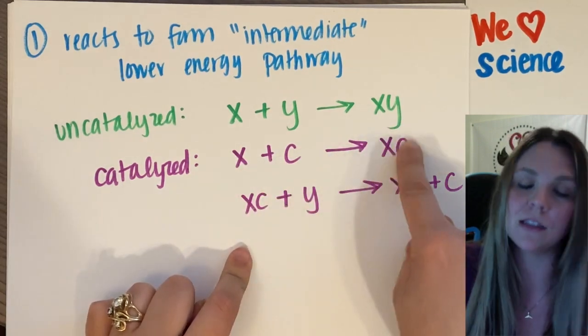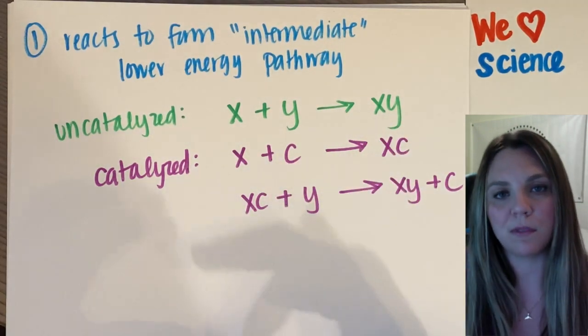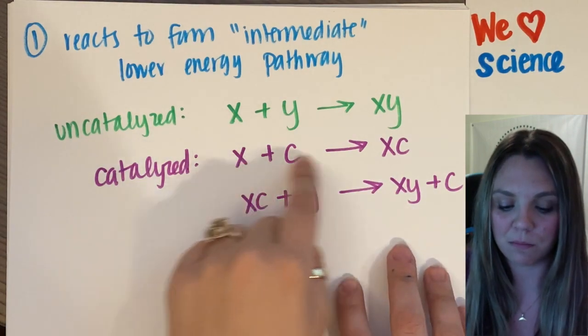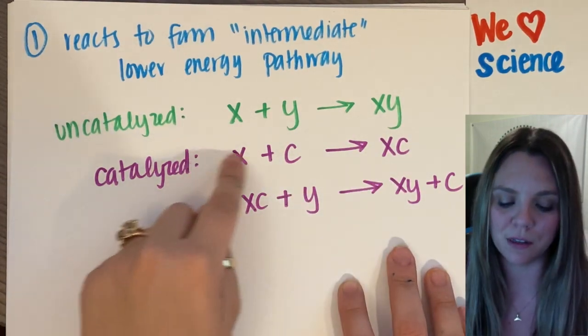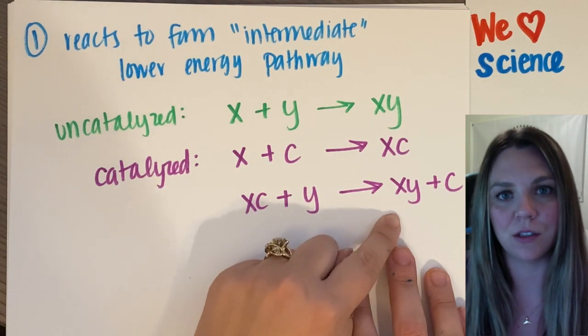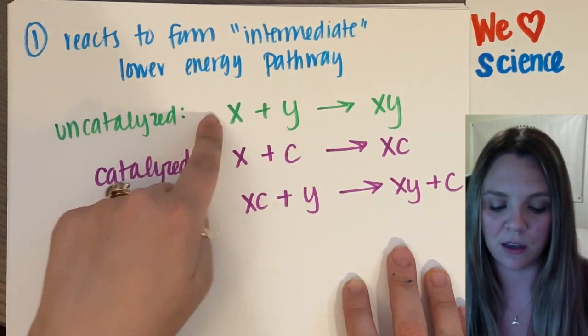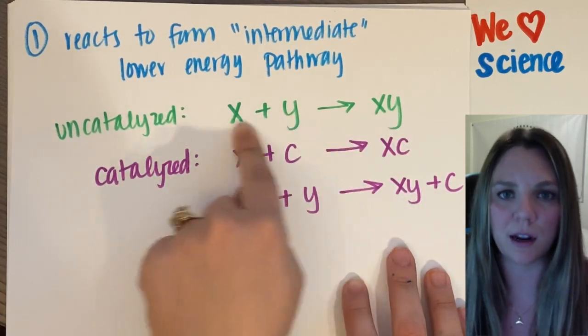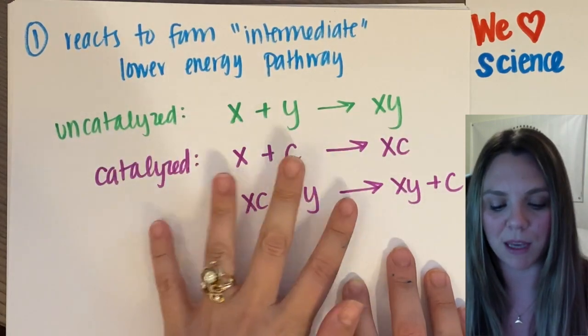And by making this intermediate, I'm lowering the activation energy, depending on what the catalyst is. Perhaps, even though this is 2 steps, sometimes this is an easier thing to do. It requires less energy than overcoming whatever activation energy it was from this first uncatalyzed reaction. Okay, so that's one way it can make an intermediate.